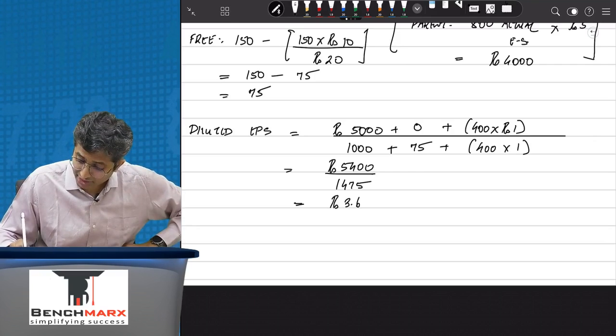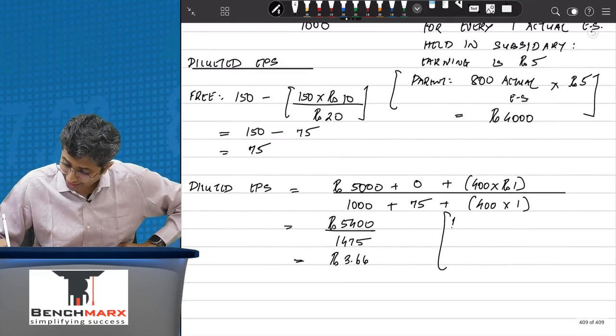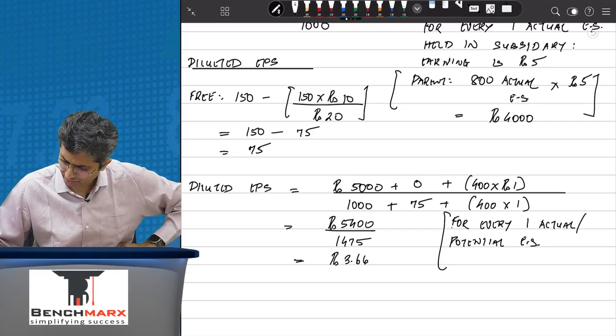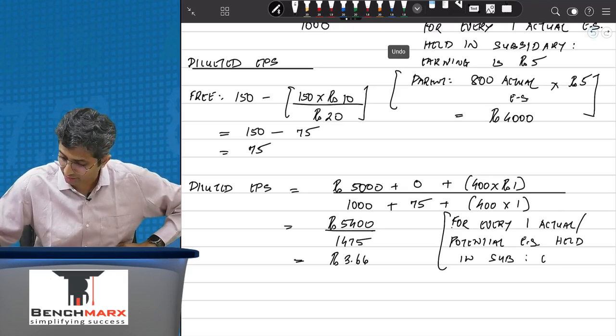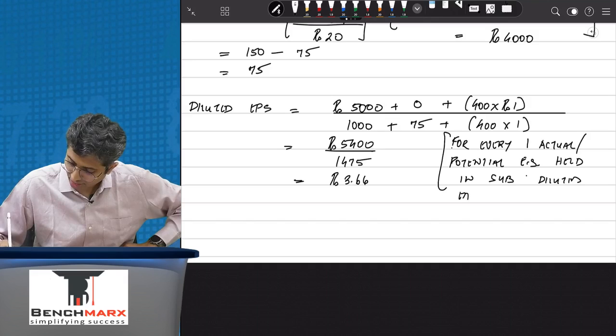Now what does this 3.66 indicate? Understand this very carefully. It indicates that for every one actual slash potential equity share held in the subsidiary, colon, the diluted earnings per share is rupees 3.66.